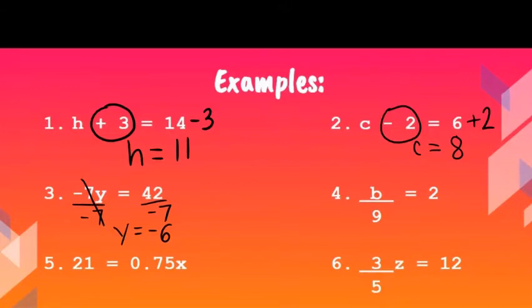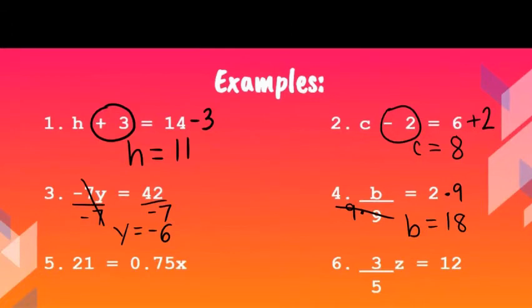y equals negative 6. Number 4, b over 9 equals 2. Whenever we see something that looks like a fraction, it is showing division. This is showing b divided by 9. To get rid of division, we need to do the opposite. The opposite of division is multiplication. Multiply both sides times 9. Your 9s on the left will cross out since they are the same number. Bring down your variable b, and then 2 times 9 equals 18. That's the answer. b equals 18.